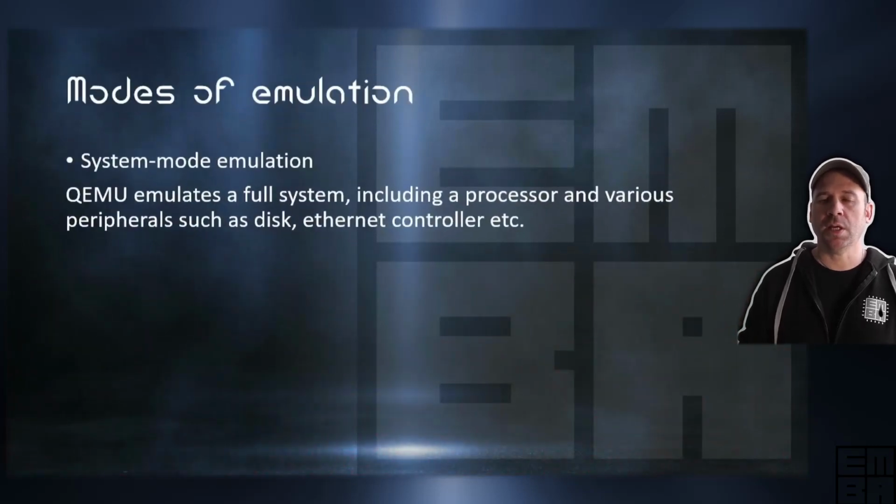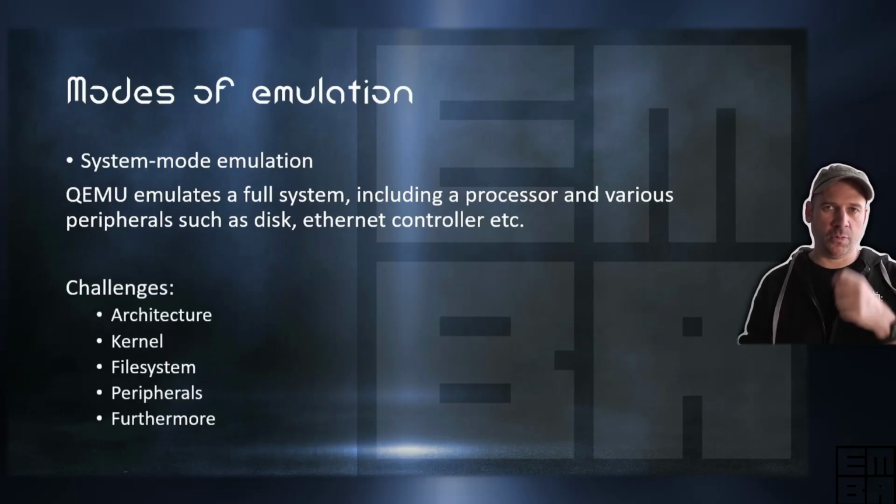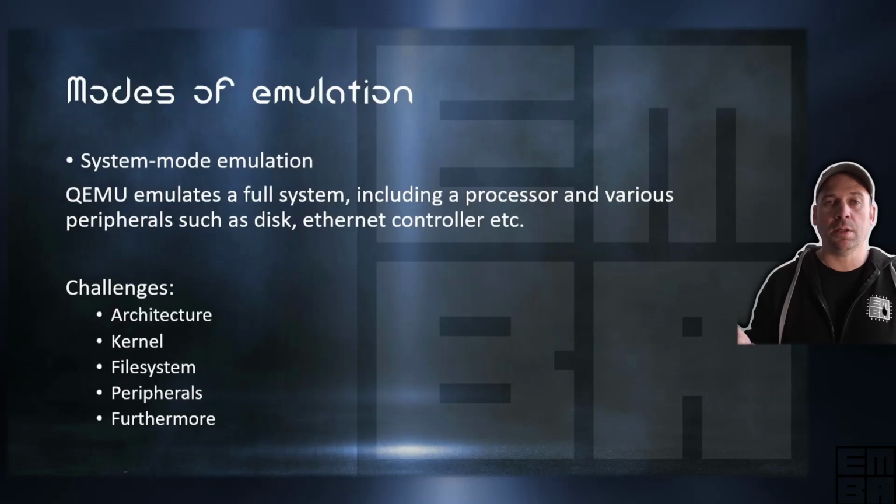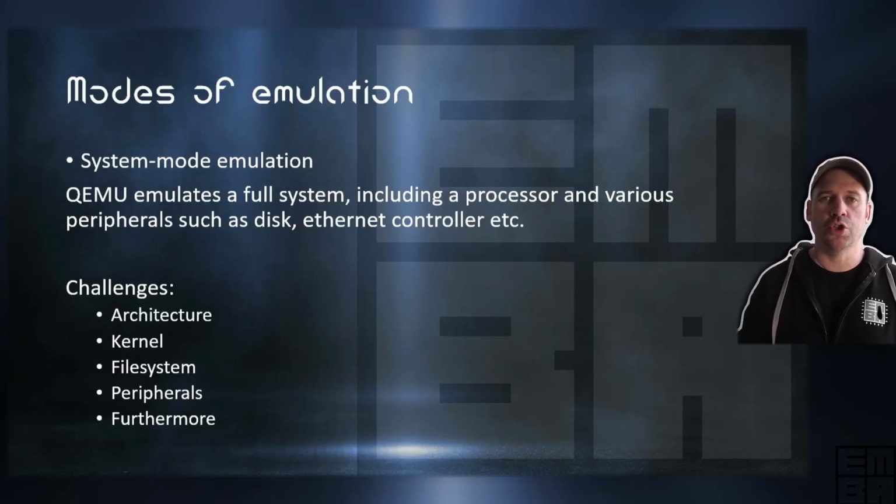So the second mode of emulation is the system mode emulation mode. With the system mode emulation, we are trying to boot up the firmware to a state where we can interact with the firmware. The idea is to interact with the firmware like with the original embedded device.